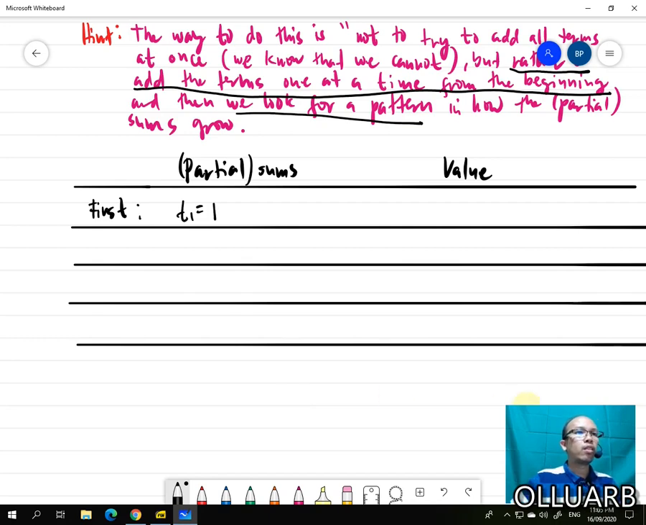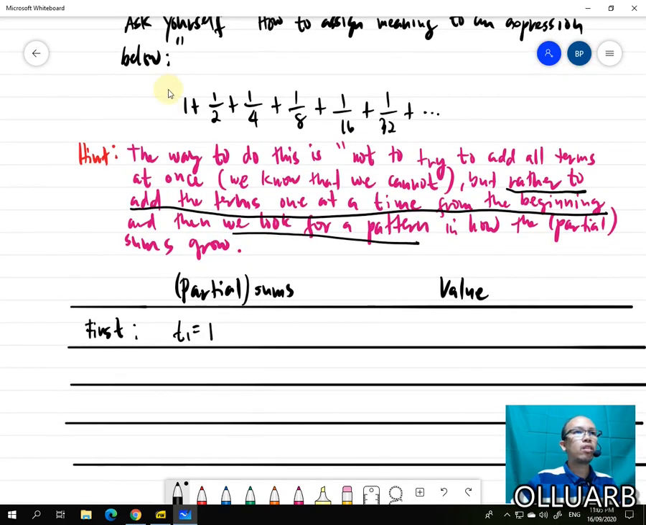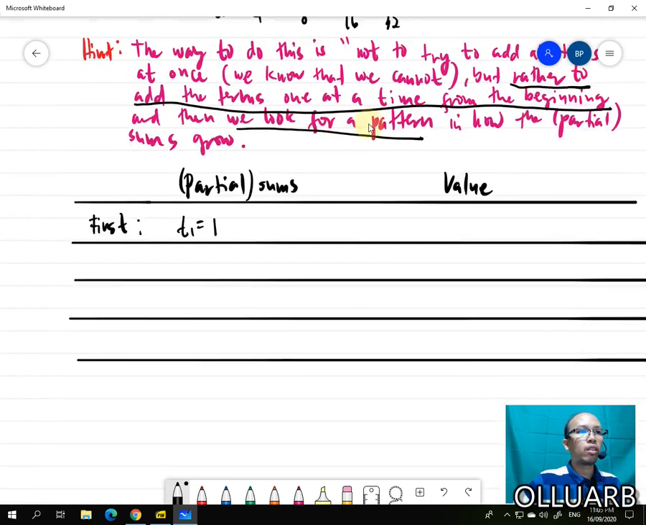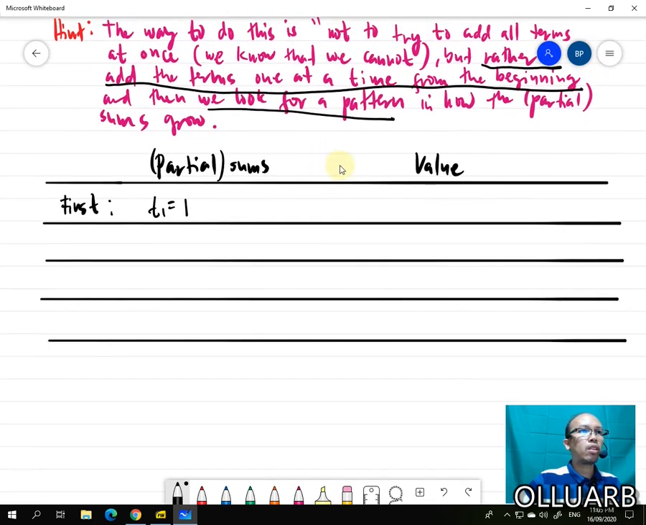Why? Because as you can see in the notation, it says that we add the terms one at a time. So we have the first, and then add 1 plus 1/2, and then 1 plus 1/2 plus 1/4, and then 1 plus 1/2 plus 1/4 plus 1/8, and so on and so forth. That's basically what we are doing.